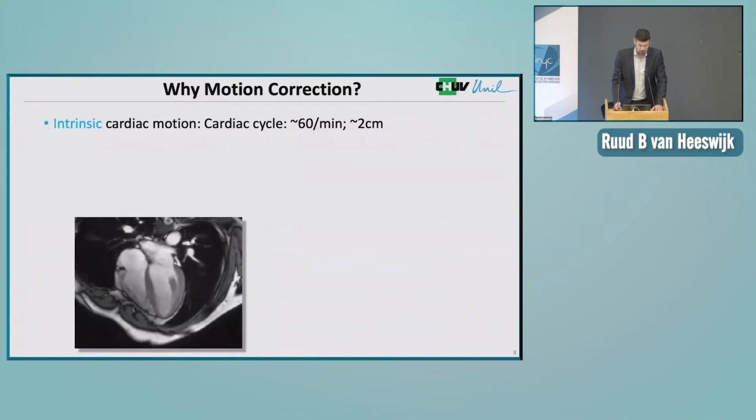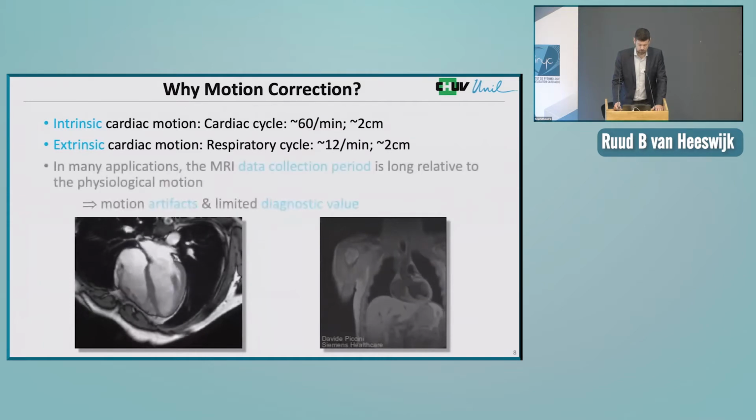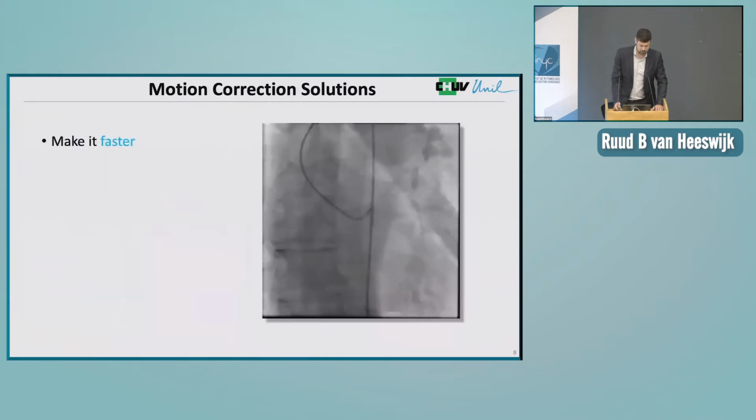And why do we need to do it? Well, there's several types of motion that affect the heart. There's intrinsic cardiac motion, which is caused by the cardiac cycle, of course. It causes a movement of about 2 centimeters. There's extrinsic motion, so the respiratory cycle, so 12 breaths per minute or something like this. Also 2 centimeter motion. And in many applications, unfortunately, the MRI data collection period is quite long compared to this motion. So we need to do something else than just acquire fast.